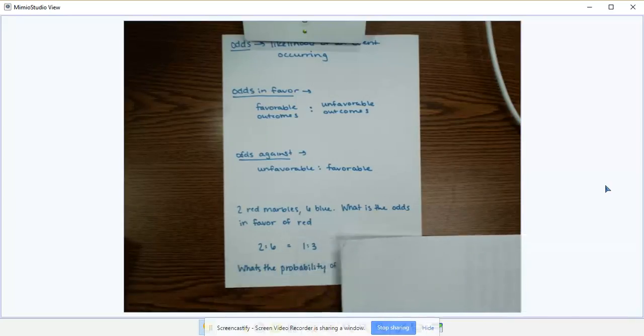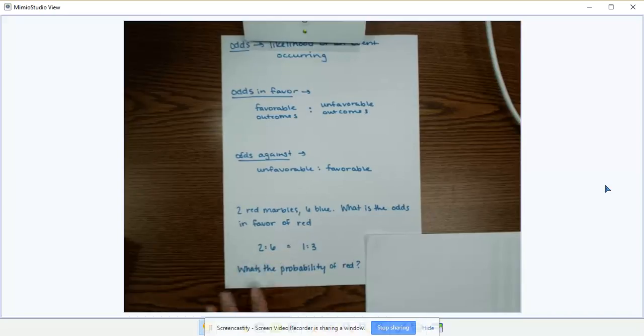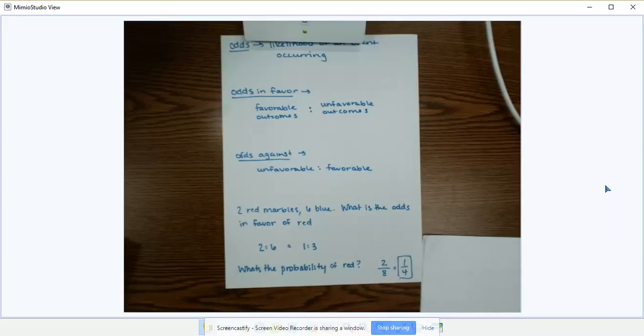But we could go a little further and say, what's the probability of choosing a red? Well, you can go back to just the original problem, and we know we have 2 red marbles out of a total of 8 marbles. Another way, if you were just given your odds here, you would take 2 over the total of those. So you could always add those 2 sides of that ratio to get your denominator. Okay, that simplifies to 1/4.